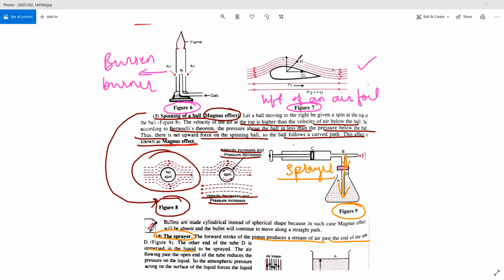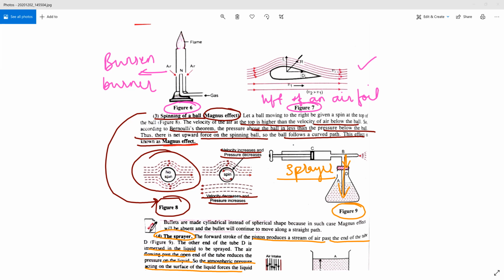So the air flowing past the open end of the tube reduces the pressure on the liquid. So the atmospheric pressure acting on the surface of the liquid forces the liquid into the tube D, from which it is carried away by the stream of air. So that is all about the sprayer. So this is the working of the sprayer.